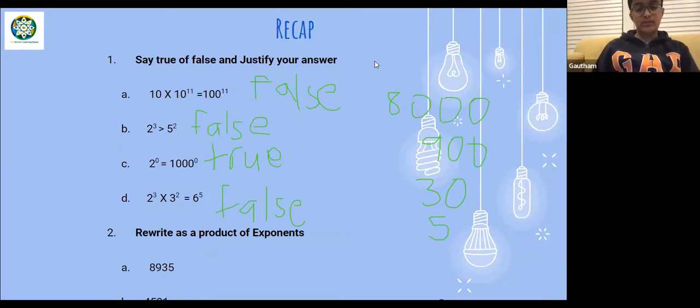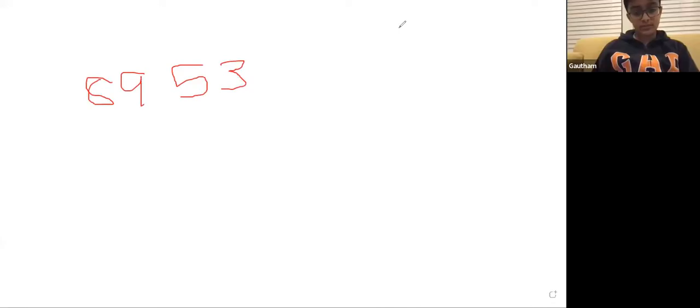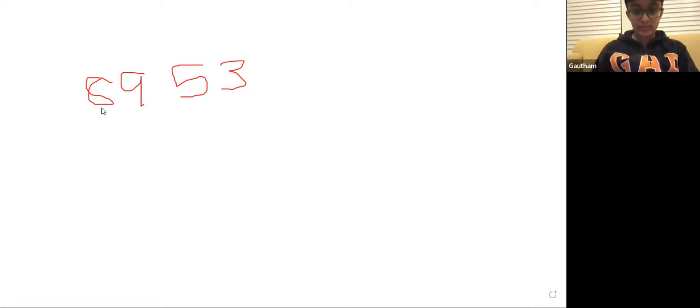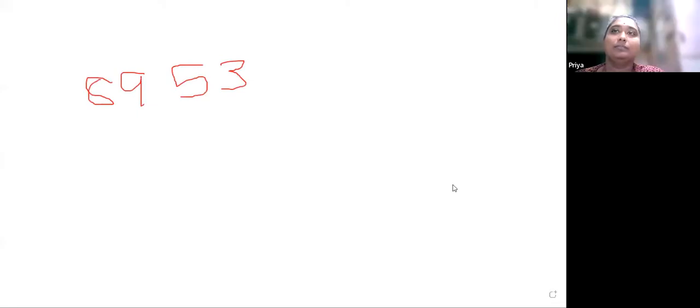Wait, Gautam, let's just use the whiteboard. This is getting too cramped here. Do you want me to write down the number for you? Yeah. Write it in the exponent form with a plus in between them. First step. Wait, hold on. I think I can solve this. Yeah, you can.